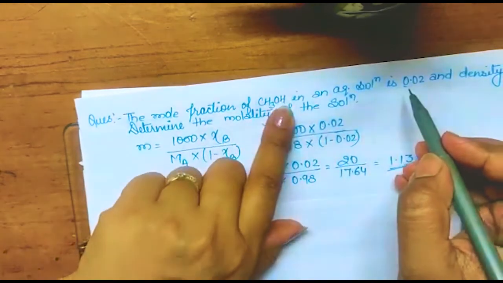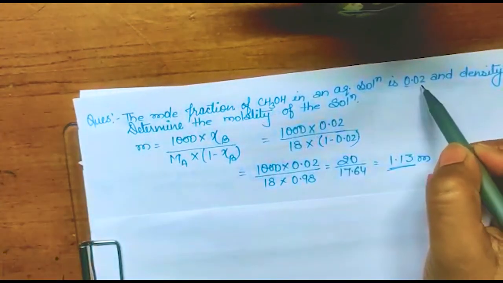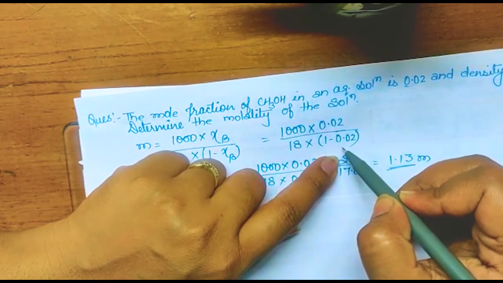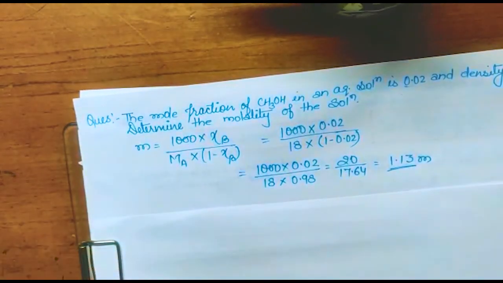Suppose in the aqueous solution the mole fraction of water was given here, so what do we have to do? Here it will be 0.98 and here it will be 0.02. Is it clear? Hope it is clear.